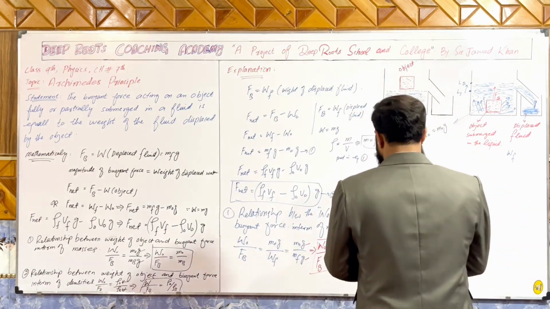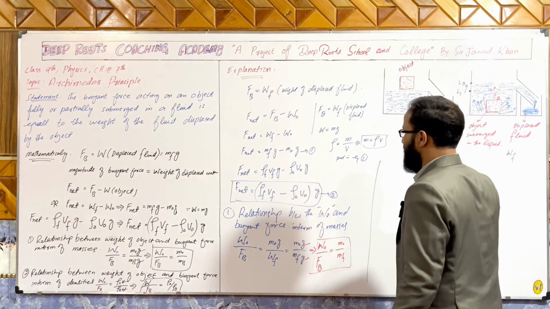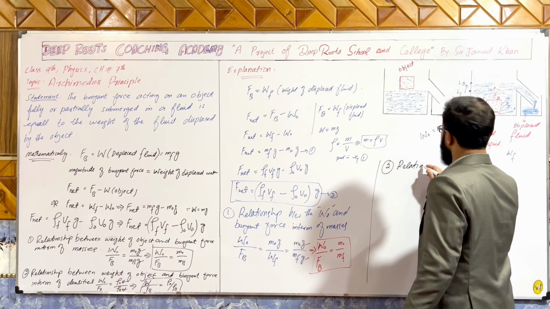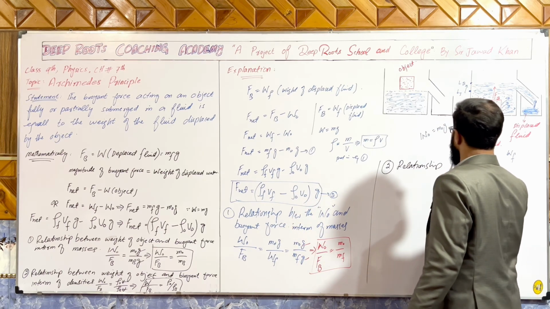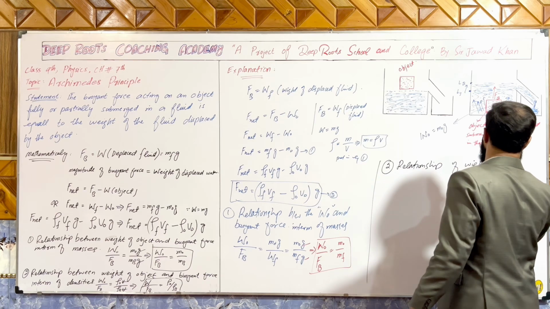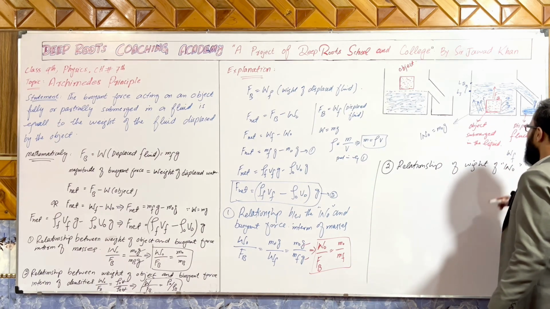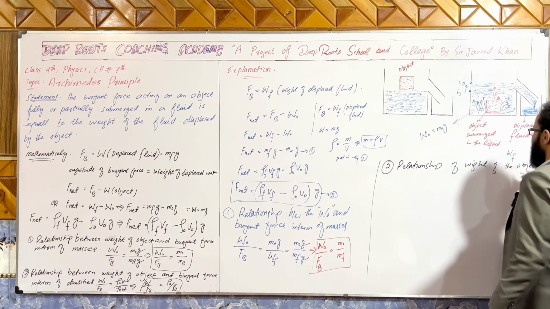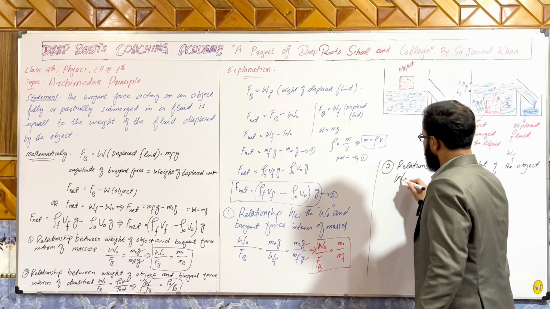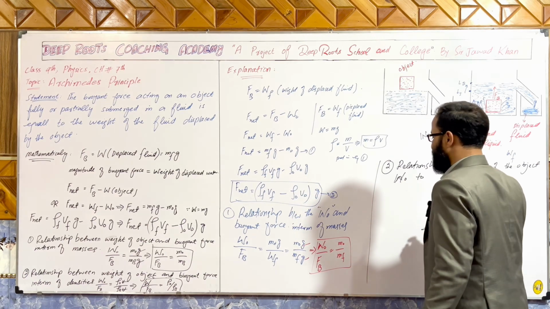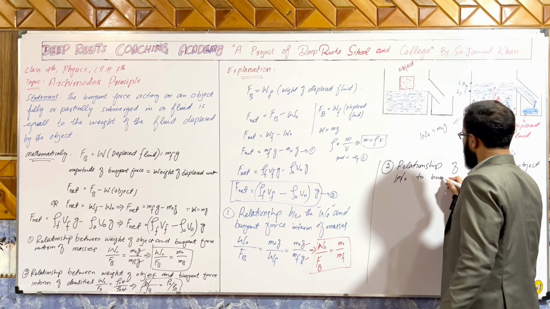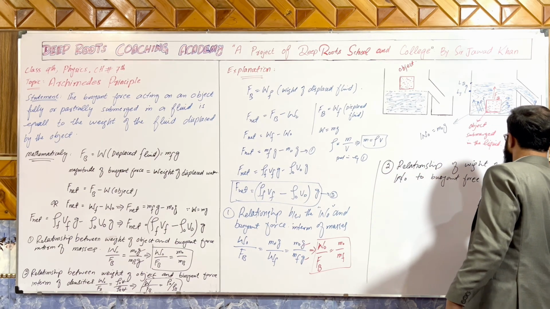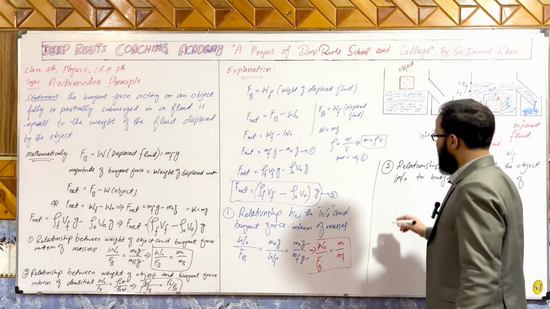Now the other relation that you can make from this, that is number 2, relationship of the weight of the object Wo to the buoyant force in term of densities.